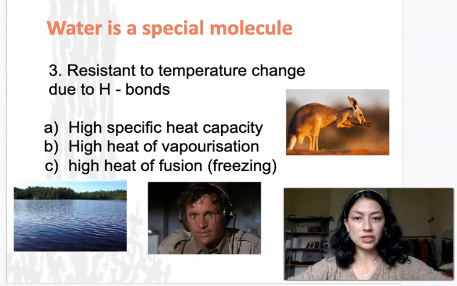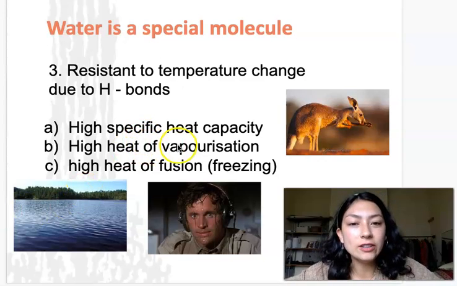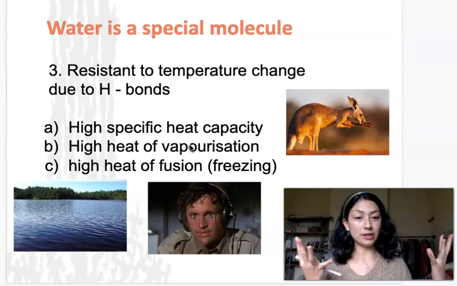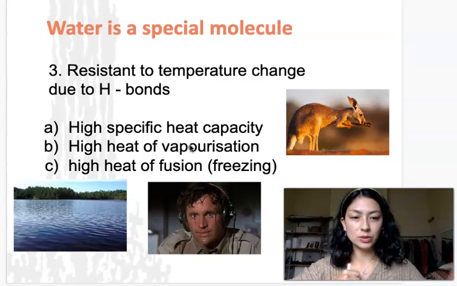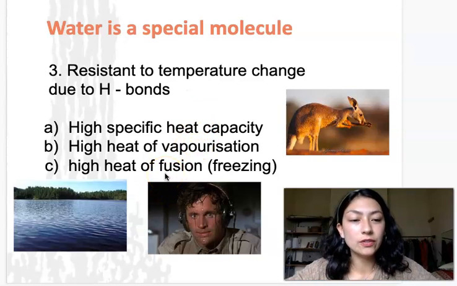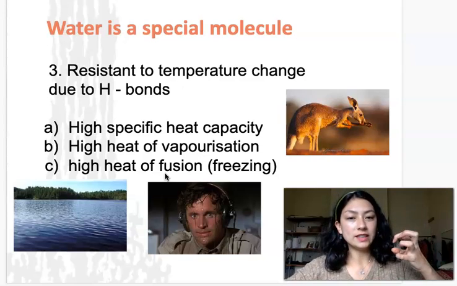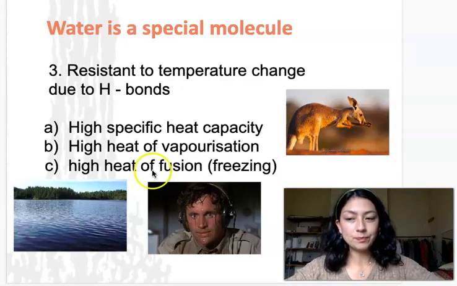It resists temperature change. It has a high heat of vaporization, so water needs to get to quite a high temperature before it evaporates, basically, unlike something like petrol, which evaporates at a much lower temperature. It also has a really high heat of fusion, so it needs to get up to a higher temperature before it actually freezes together. And once it does, it's quite stable.